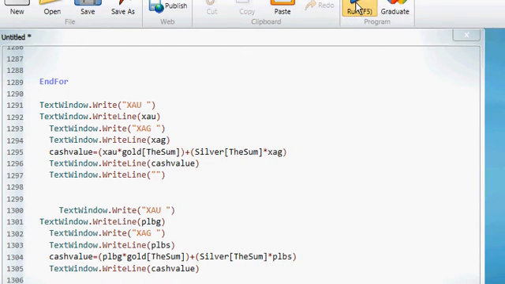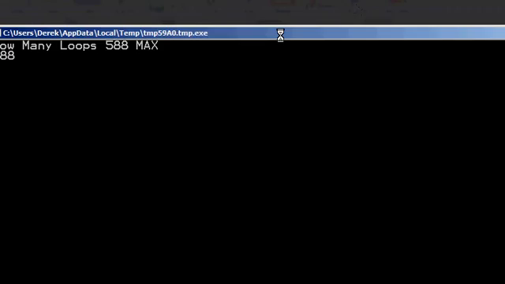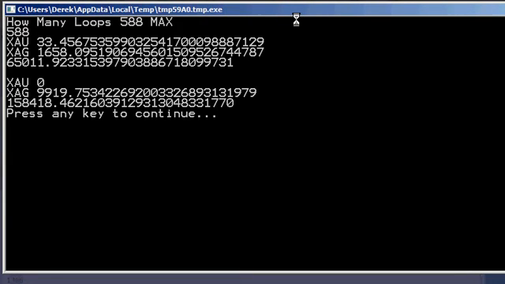And there's 588 months, which is what we're going to use in here. And this is what we got. The first person would have 33 ounces of gold, 33 and a half almost, and a little over 1,600 ounces of silver for a net value at the end of last year of 65,000.